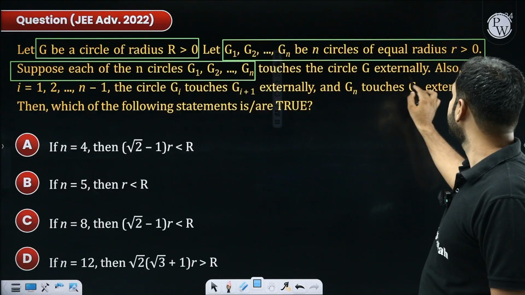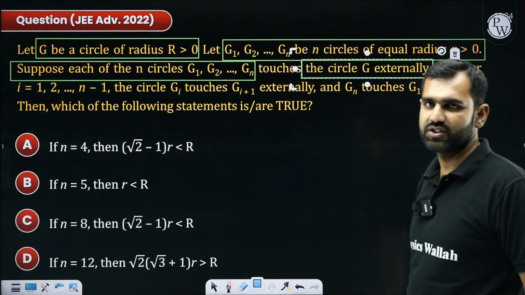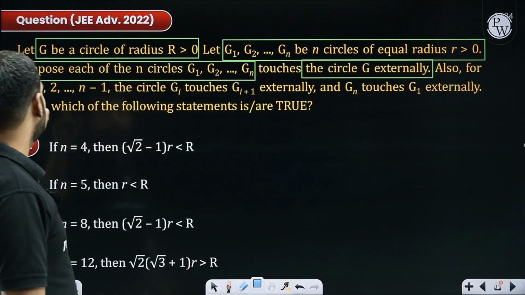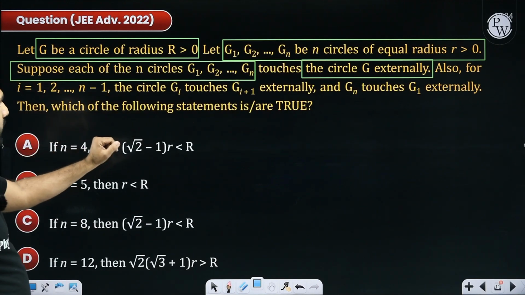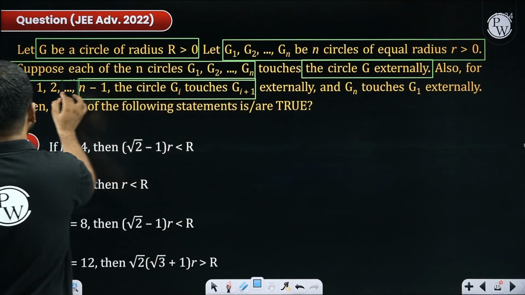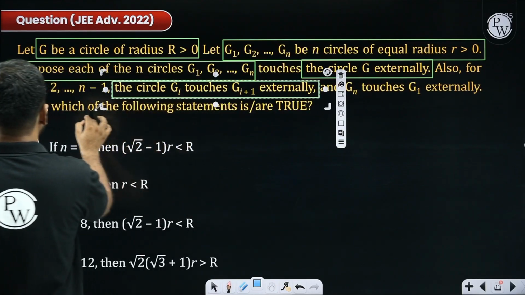Sorry, they touch this circle G externally. So this circle capital G is touched by all of these: G1, G2, Gn. And for i from 1 to n minus 1, Gi touches Gi plus 1. Sir, what is the meaning of this line? And that happens externally.